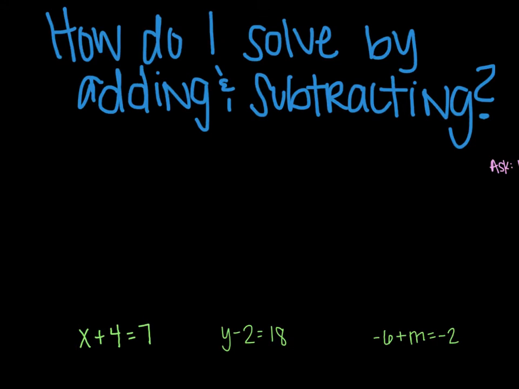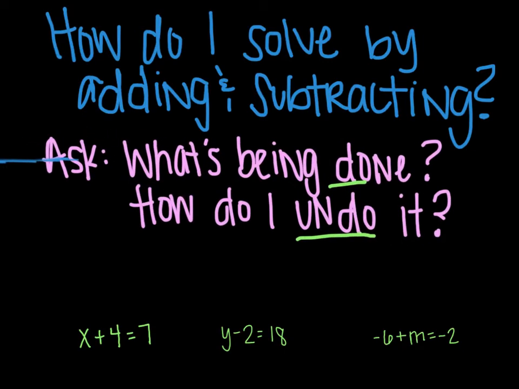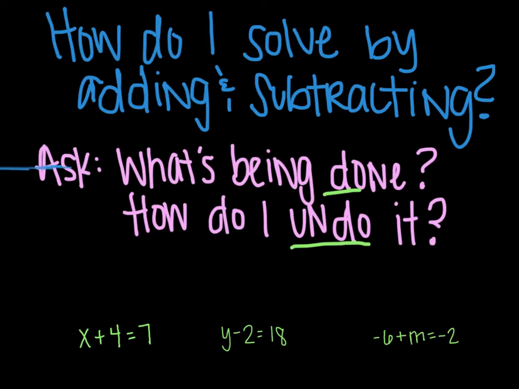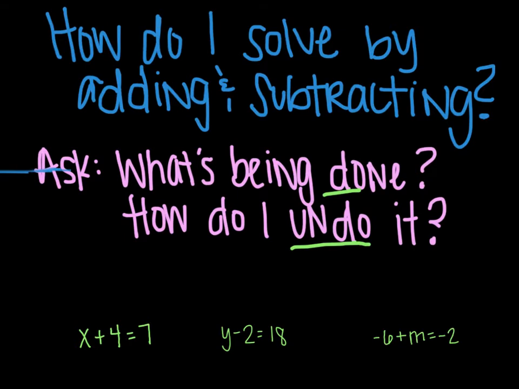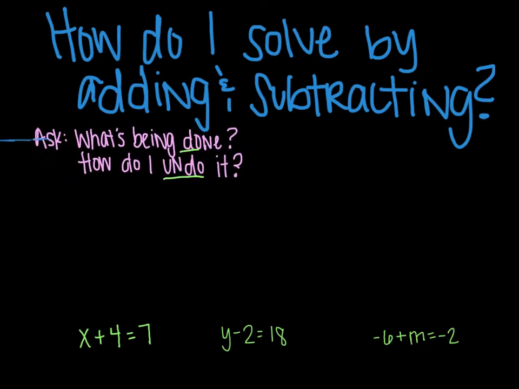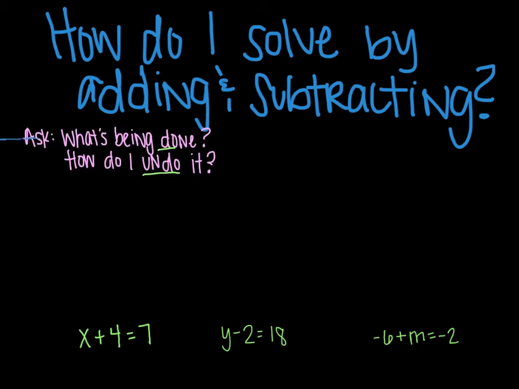The first question you want to ask yourself is, how do I solve by adding and subtracting? The main question that you are looking to answer is, what's being done and how do I undo it? When you're solving equations, you're trying to get the variable by itself, so you have to know what's being done so that you can undo it and make the variable stand by itself. The phrase do, undo is kind of the catchy term here, but that's what you're going to be looking for. What's being done and how do I undo it?